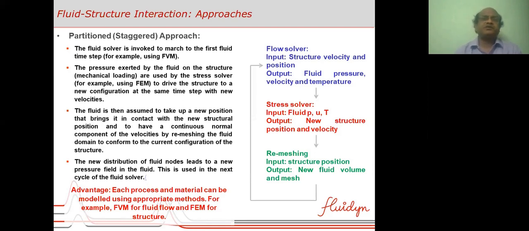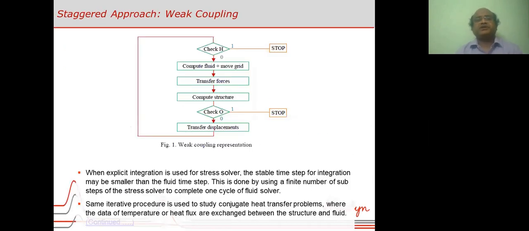For example, in one approach, it could be the flow solver is invoked first. It is asked to solve the equations and get the solution in one time step, and the new fluid pressure and velocities are transferred to the structural solver, and it calculates the deformation of the structure, and that deformation of structure is used to remesh and change the fluid volume, and this loop goes on. Actually, in this partitioned approach, there are two types of partitioned approach.